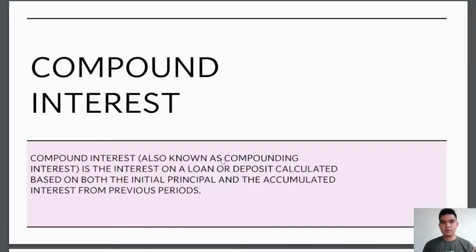So let's discuss what compound interest is. Compound interest, also known as compounding interest, is the interest on a loan or deposit calculated based on both the initial principal and the accumulated interest from previous periods. So, by that definition, we can say that this one should be differentiated from the simple interest.